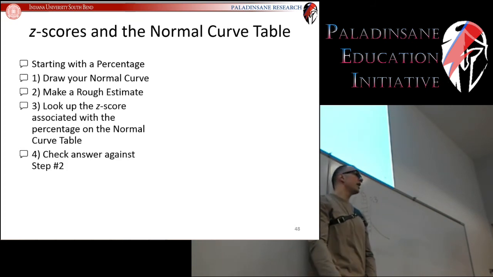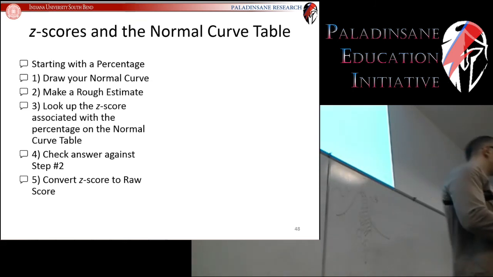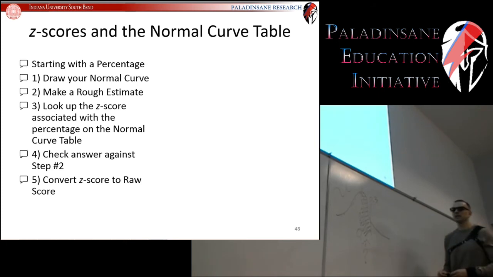We then check that answer against our rough estimate to make sure that we have the right z-score that we're looking for. And then we convert that z-score to a raw score to finally answer the question. So an example of this would be, let's go back to those SATs.